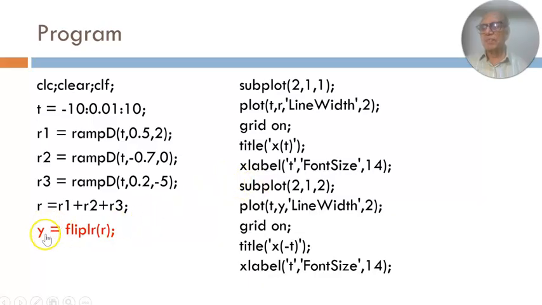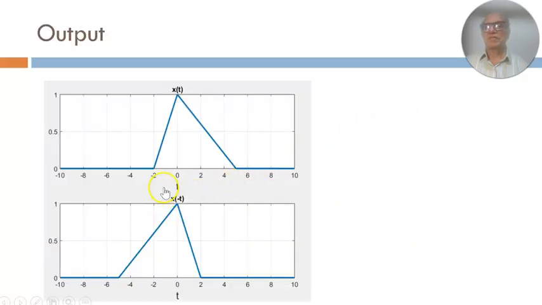And then what you do? Then you generate y by using the fliplr statement. So you now have R and y and you can plot them, and you can see you get it like this. This is my input to the system which is doing time inversion, and this is the output. As you can expect, the whole thing is rotated by 180 degrees. Whatever was the amplitude at plus 5, now you get it at minus 5, and so on. So this is your time inverted signal.